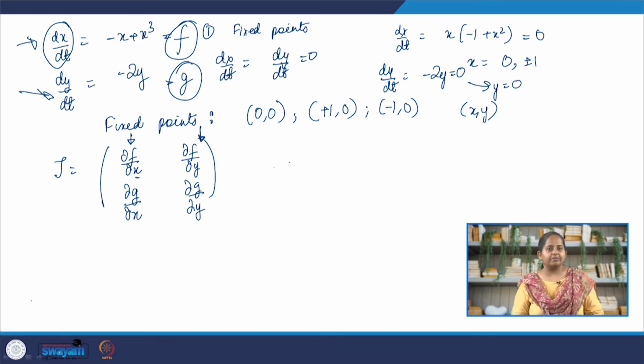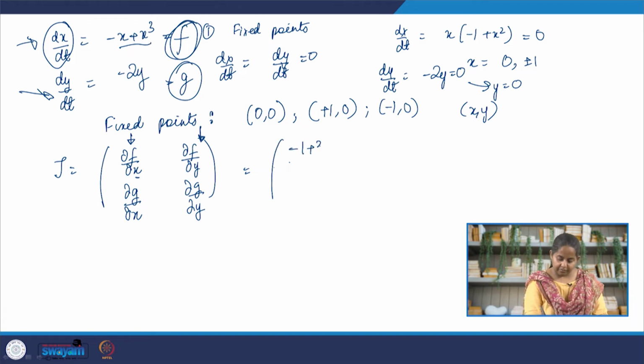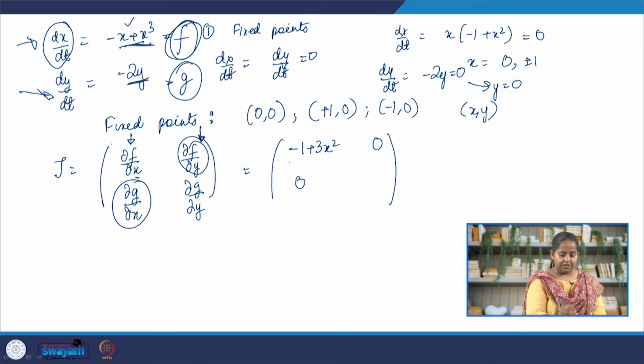I purposely chose a very simple example, so this is going to be a very easy Jacobian. Let's partially differentiate the first function with respect to x. With respect to y, the partial derivative gives us 0 because there is no y term in f. Now let's look at g. The partial derivative of g with x gives us 0 because there is no x in g. With y, we get minus 2. So this is a very simple Jacobian.